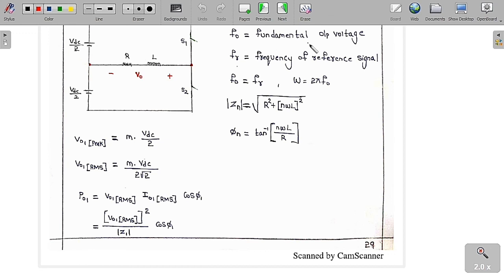F0 is called the fundamental output voltage frequency, whereas Fr is the frequency of the reference signal. I have already told you the frequency of the reference signal is equal to the frequency of the output voltage. So F0 is equal to Fr. Therefore, omega is equal to 2 pi F0. So if you know Fr, then you also know F0. If you know F0, you can get the value of omega. So you can substitute the value of omega and you can get the result. This is the amount of fundamental active power consumed by this load.